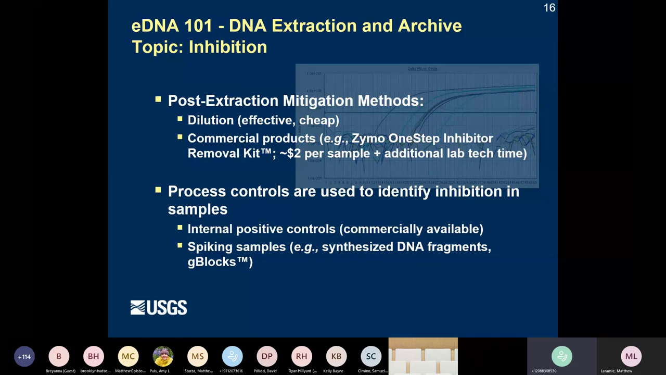But as far as how we identify inhibition in the first place in the sample, this is done through the inclusion of process controls. In this case, we're using positive controls. You can use commercially available internal positive controls for this, or you could even develop your own and spike your own synthesized DNA fragments into samples. Either way, this is going to allow you to assess whether a PCR reaction is impaired, and if it is, to what extent that inhibition is taking place. With that, you can then decide if one of these mitigation methods is going to be necessary.